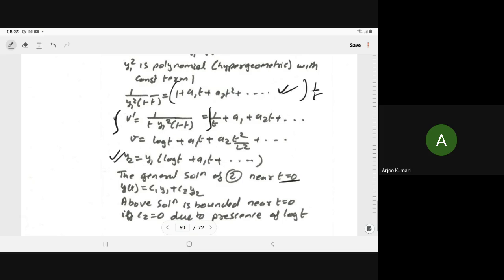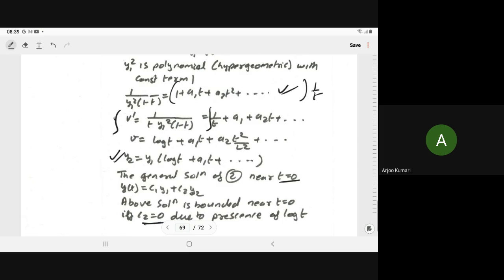But is the above solution bounded? The above solution is bounded near t is equal to 0 if and only if c2 is equal to 0, because there we have the term of log t. So this solution is bounded near t is equal to 0 only when c2 is equal to 0. So that is the one part.